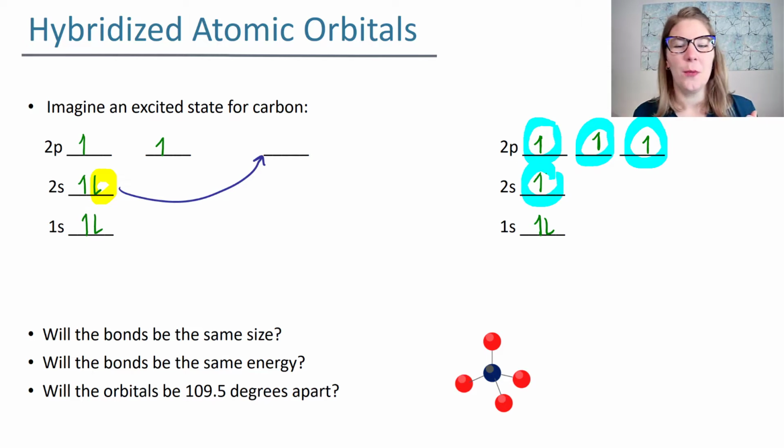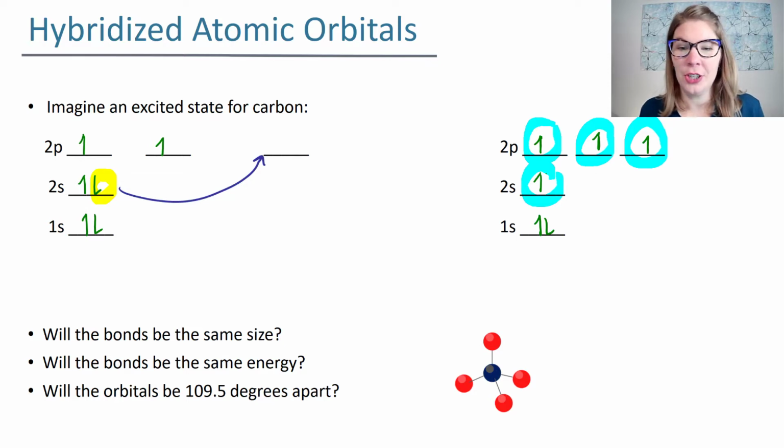Great. Will these bonds be the same size? Well, 3 of the bonds would have a 2p orbital, and 1 of the bonds would have a 2s orbital. And so, no, they can't be the same size because an s is a sphere, a p is a dumbbell. They're not going to end up having the same size orbital when they overlap with a hydrogen.